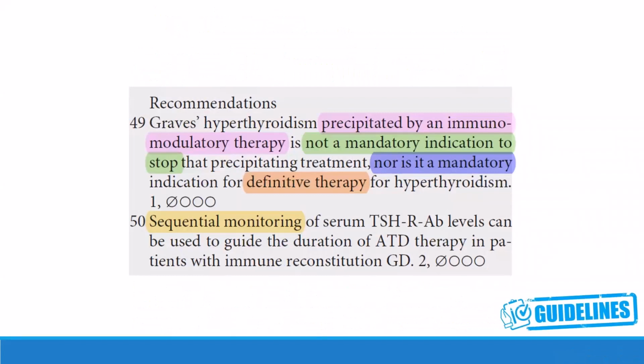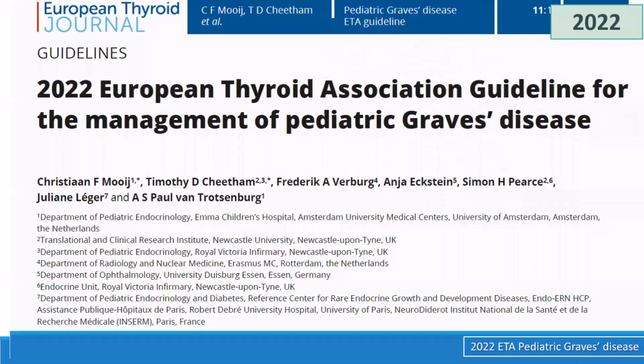Graves' hyperthyroidism precipitated by immunomodulatory therapy is not a mandatory indication to stop this drug, nor is it a mandatory indication for definitive therapy of hyperthyroidism. Most cases require just treatment by antithyroid drug for 1 year, and after that most patients remit. Sequential monitoring of serum TSH receptor antibody level can be used to guide the duration of therapy in these situations. And this is the last slide on Graves' disease.